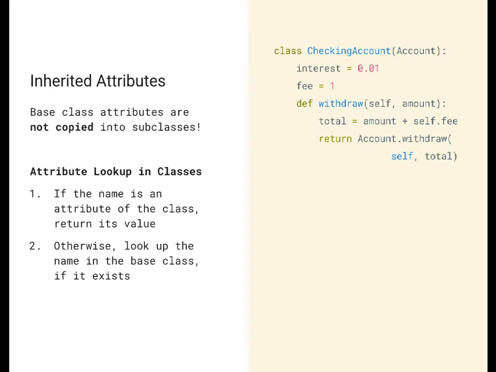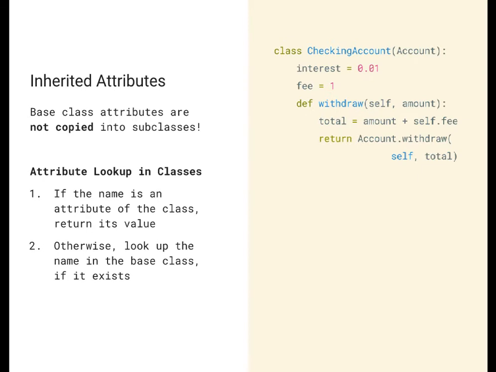But in order to implement that fee part, I need to somehow change the behavior of the withdraw method. When I withdraw money from this checking account, I now want it to subtract an additional fee and deduct that money from my account whenever I withdraw.